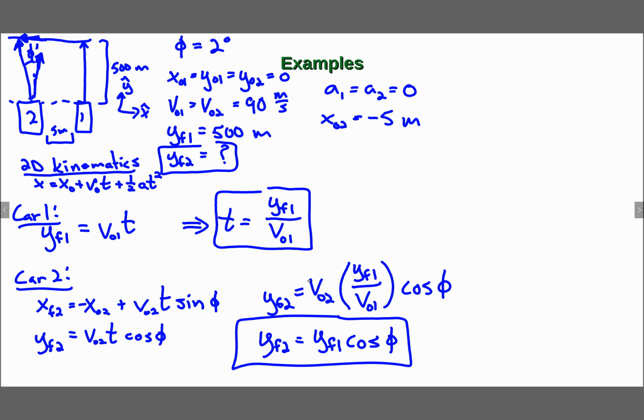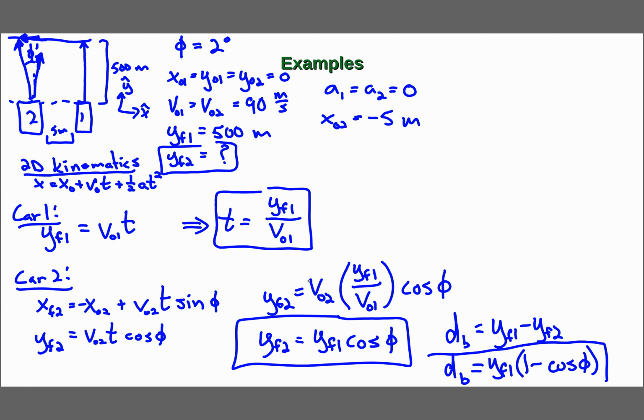So the distance behind we'll call D sub B, the distance behind, is Y of car 1 minus Y of car 2. And you can see Y of car 2 is just Y of car 1 times cosine phi, which means that this is equal to Y of car 1 times 1 minus cosine of phi. That will be our distance behind.